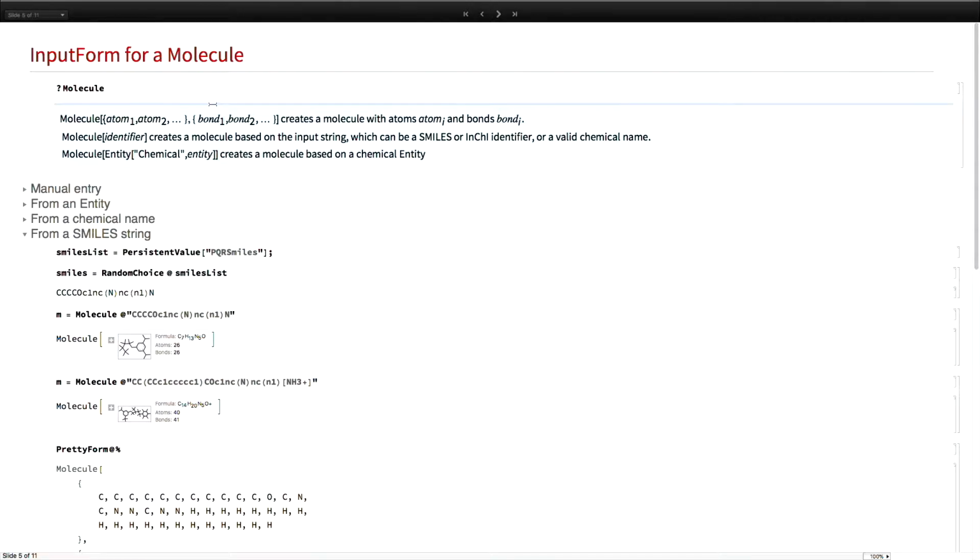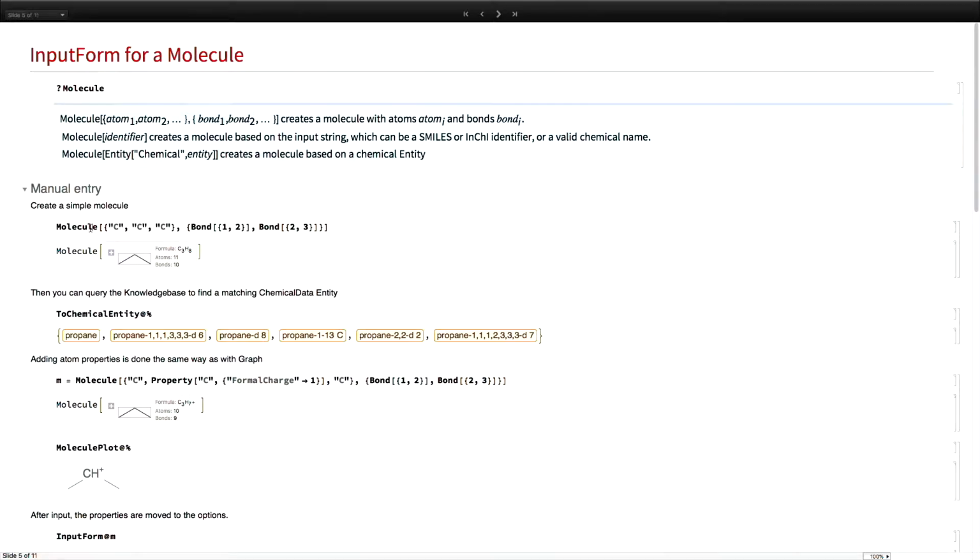What would the input form for a molecule be? You have to at least give it the atoms and the bonds. There are other things you can give it: properties, stereo elements. But at the very least you have to give it atoms and bonds. So we could create a molecule right here with 3 carbon atoms and 2 bonds. Having just created this, we could query the knowledge base to find any chemical data entities that match that. And we find that we have propane in there at least 6 times with different isotopic substitutions.